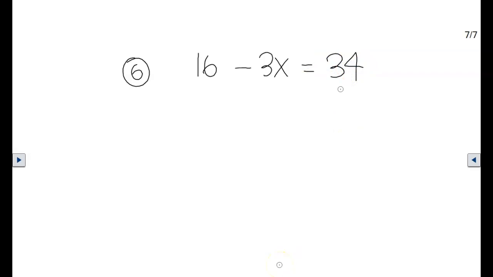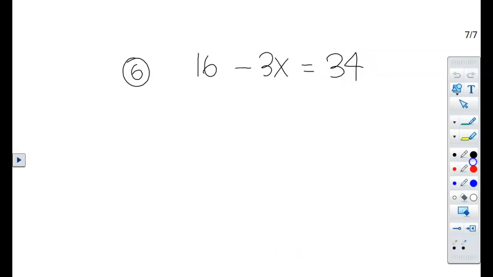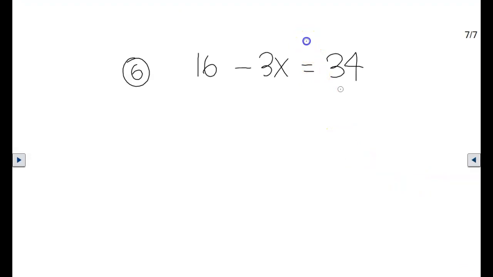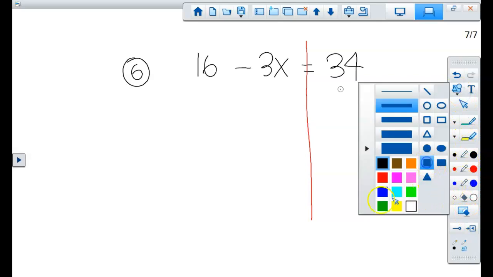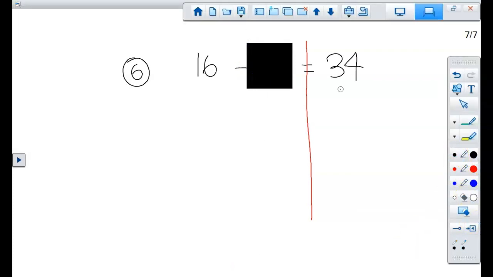You have 16 minus 3x is equal to 34. I want that line drawn through that equal sign. We're going to go after adding or subtracting first. So to help us focus on that, we're going to cover up this variable term. Now, here's what I need you to do.